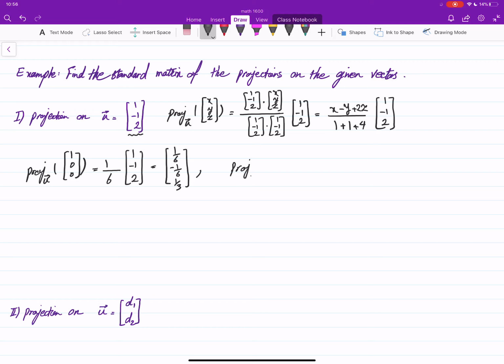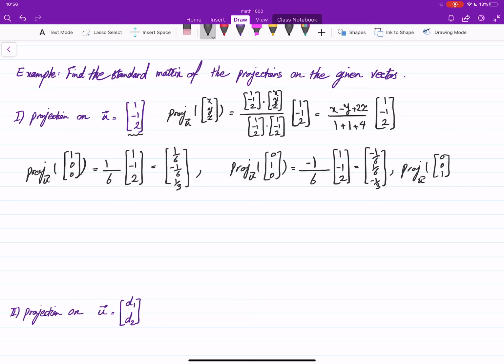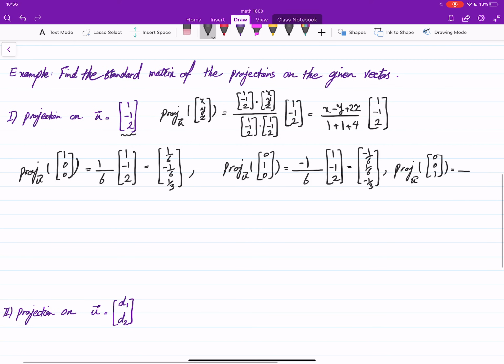Projection on u of E2, this is going to be negative 1. Y is 1, everything else is 0, so negative 1 over 6 of (1, negative 1, 2). This is going to be negative 1 over 6, 1 over 6, negative 1 over 3. And the last piece, projection on u of E3. This will be 2 over 6, which is 1 over 3. This will be 1 over 3, negative 1 over 3, 2 over 3.